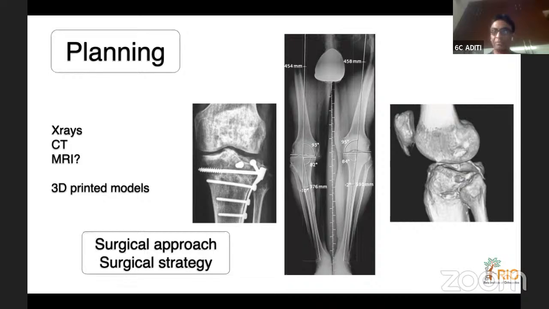The role of MRI is questionable. We also do 3D printed models whenever available, especially when we are dealing with a complex deformity. This can help you play around with the deformity, plan your surgical approach and the strategy as well.